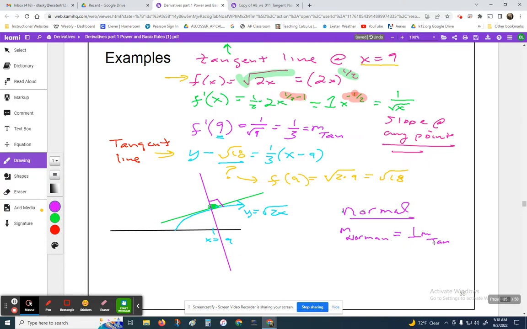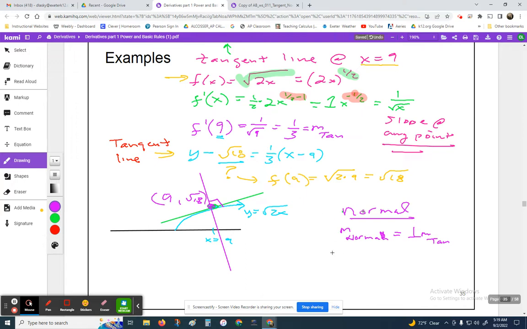So that means if I'm given the tangent, I flip it over and get the reciprocal. If I get the normal, I flip it over and get the tangent line. So we really don't have much to do here other than rewrite this thing because it goes through the same point, which is 9 and the square root of 18, right? It goes through the same point. All we need to know is the slope. Well, we got the slope right here. We just need to flip it over and change the sign.